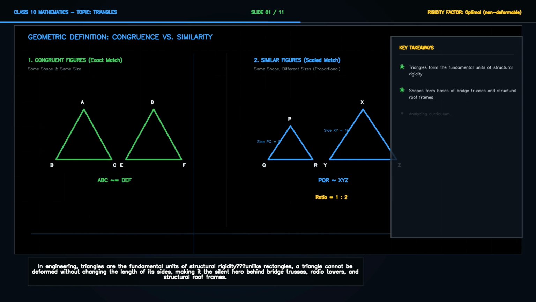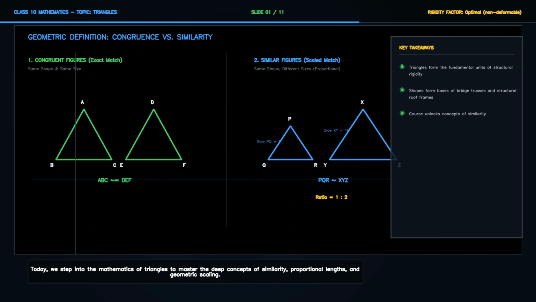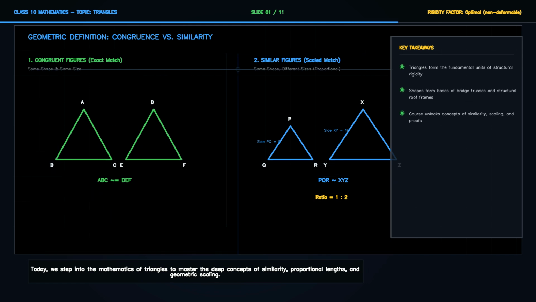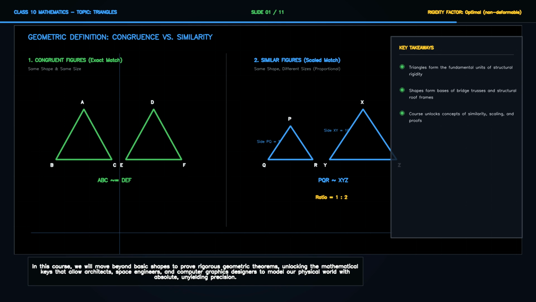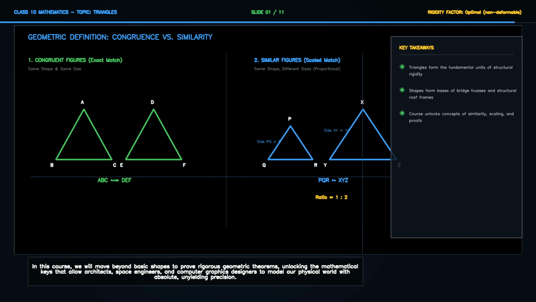Today, we step into the mathematics of triangles to master the deep concepts of similarity, proportional lengths, and geometric scaling. In this course, we will move beyond basic shapes to prove rigorous geometric theorems, unlocking the mathematical keys that allow architects, space engineers, and computer graphics designers to model our physical world with absolute, unyielding precision.